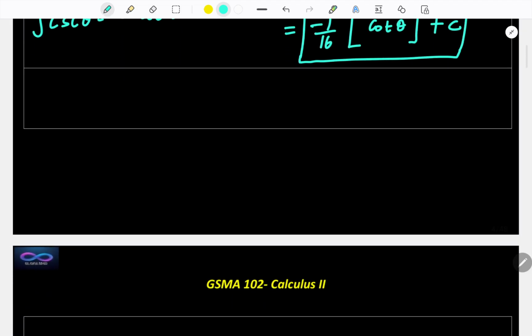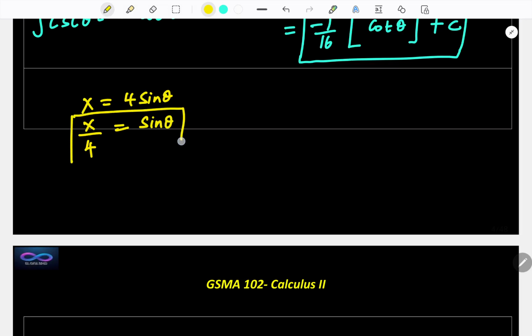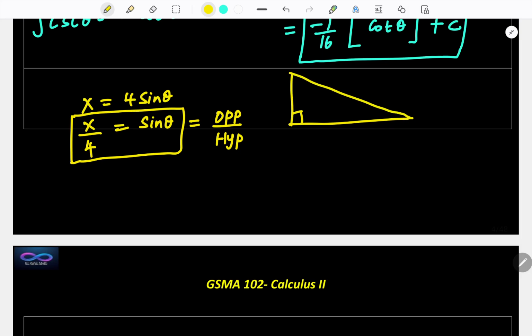So take this equation. x is equal to 4 sine theta. So I'm going to find sine theta. x by 4 is equal to sine theta. What did I do? I divided by 4 on both sides. What is sine theta? You studied it earlier. Sine theta is opposite side divided by what? Hypotenuse. Remember? So let me draw a right angle triangle. This is 90, and this is theta. So opposite to theta is the opposite side. The biggest one, the slanting one, is the hypotenuse. And this is the adjacent side.